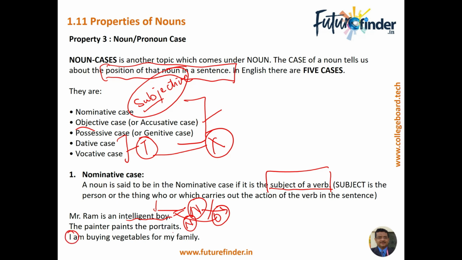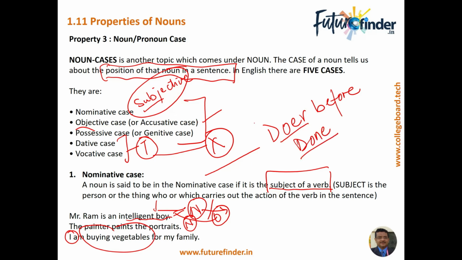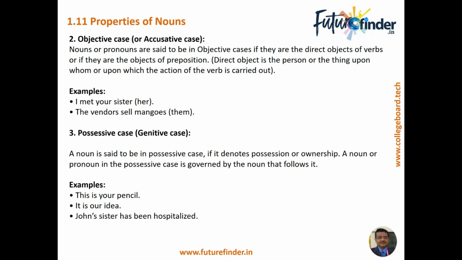So I and buy vegetables, right? What is happening? We're buying vegetables. Okay, fine. So in a simple nutshell: when the doer comes before what is being done, basically it is in nominative case, as simple as that. The other way around, when what is being done comes before the doer, it is in the objective case.